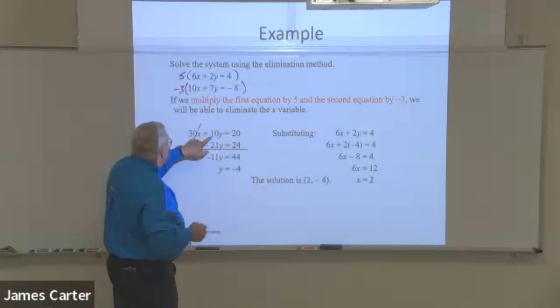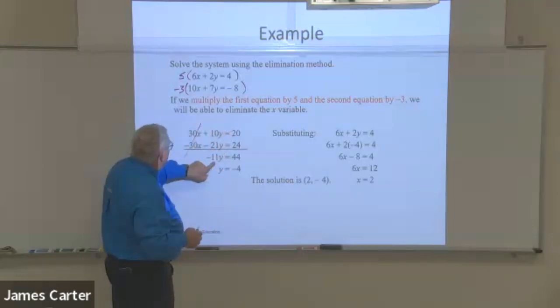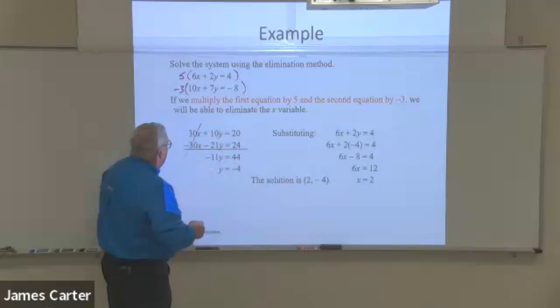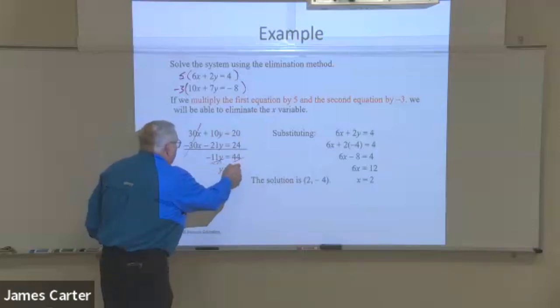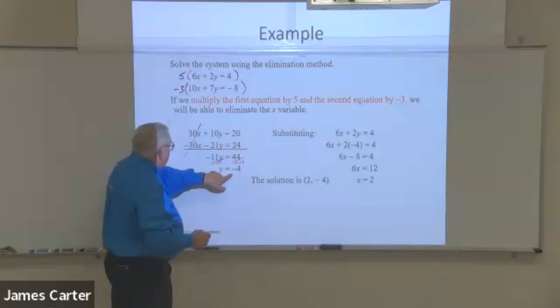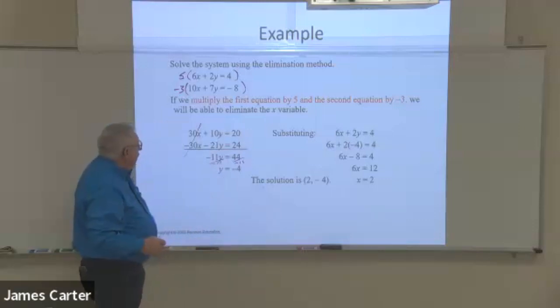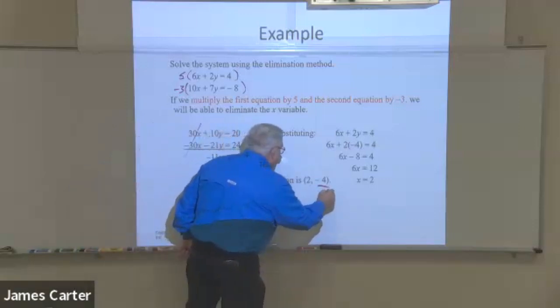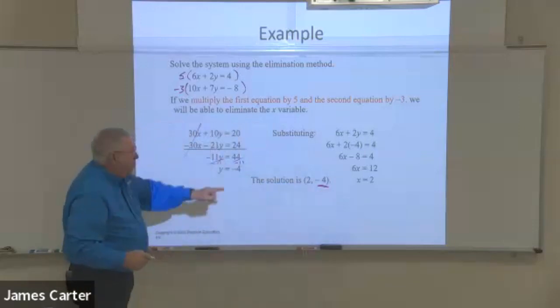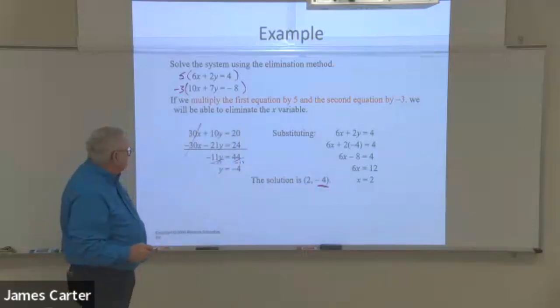What that leaves me is I can combine these two y's and get negative 11y. I can combine the numbers, get 44. Doesn't show it, but divide by negative 11, divide by negative 11, and I get an answer of y equals negative 4. That is this value of the point of intersection.